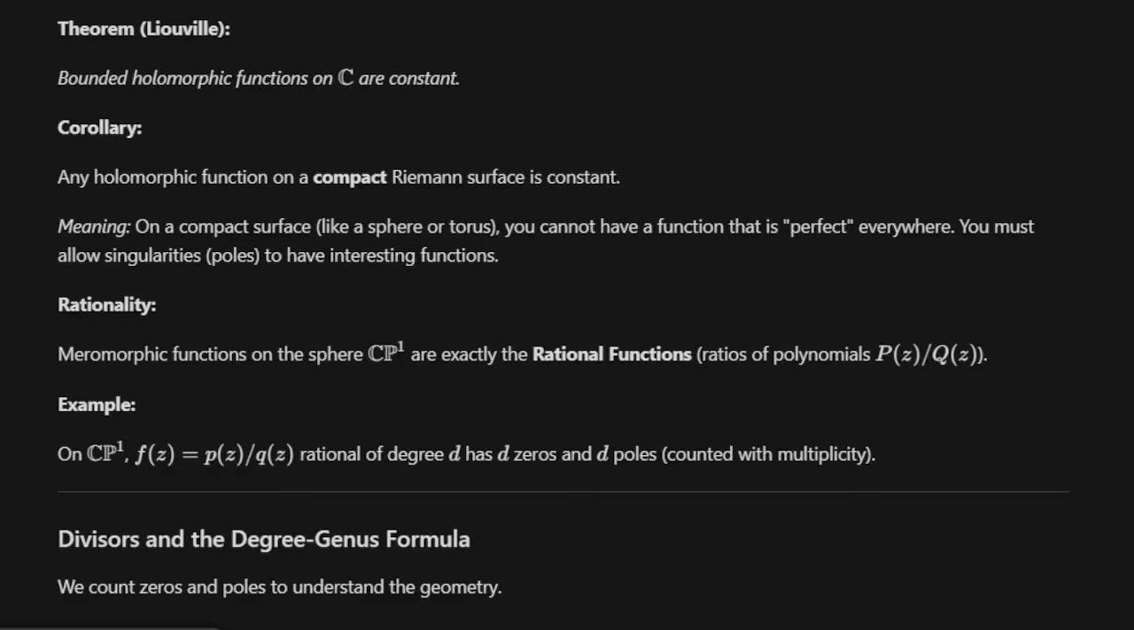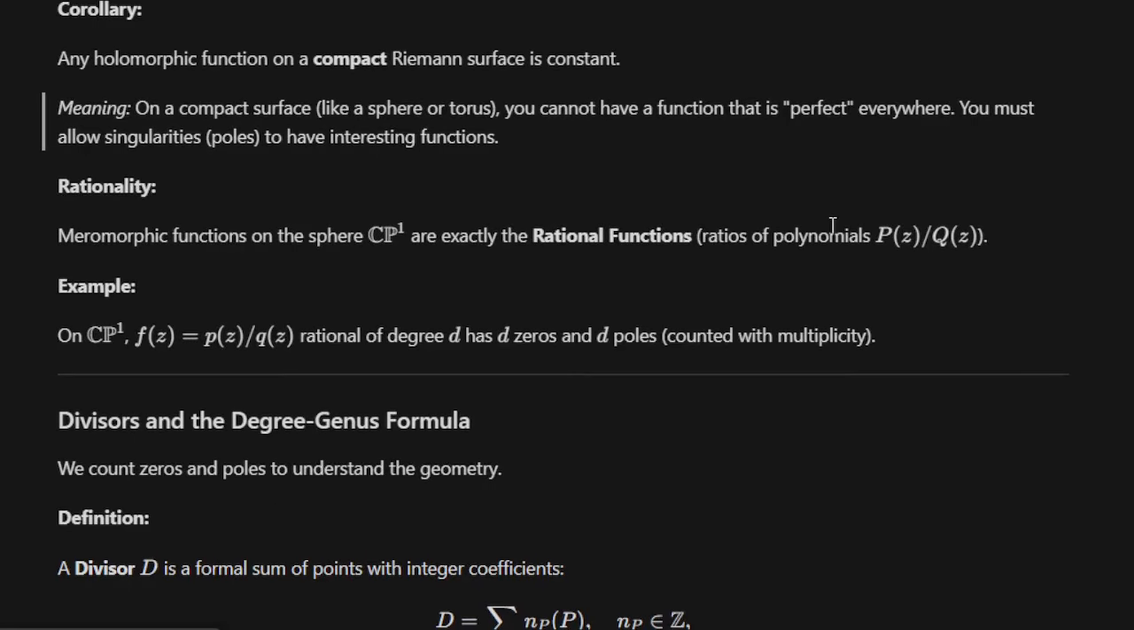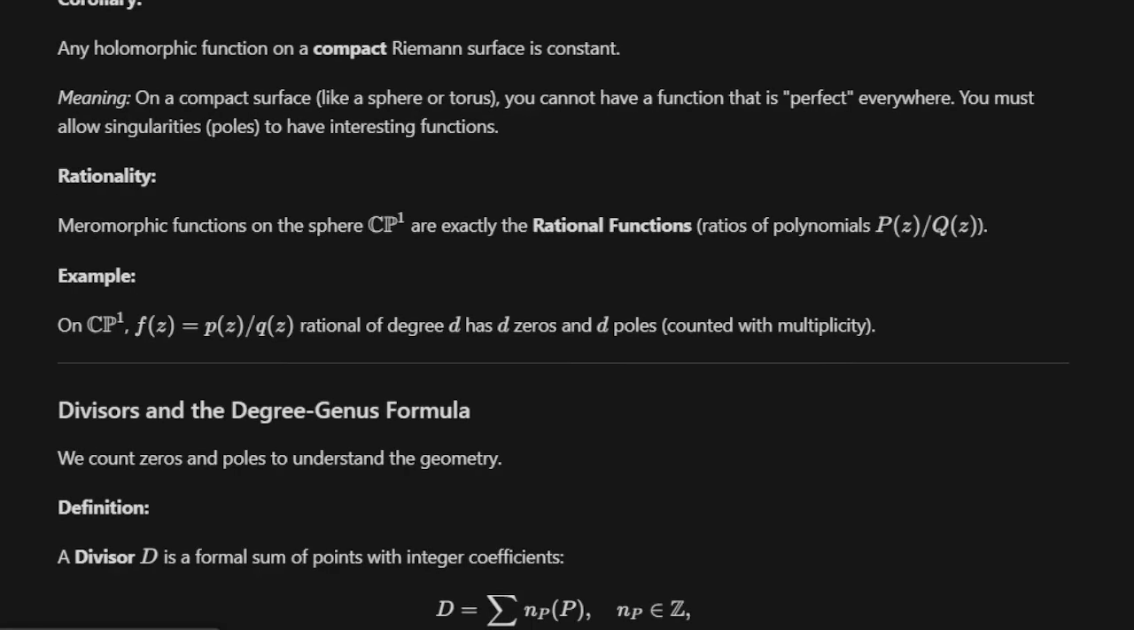You must allow poles. And so this is the substrate of the entirety of this. Again, the corollary that follows from Liouville's theorem is that on a compact surface like a sphere or torus, you can't have a function that's perfect everywhere. You really have to allow the singularities, and the singularities dictate the behavior of the functions, okay, or of interesting functions. Okay, so singularities give you the structure. Rationality. So a meromorphic function, again, is a function that is holomorphic everywhere except for a finite set of points where it goes to infinity, like 1 over z. Okay?